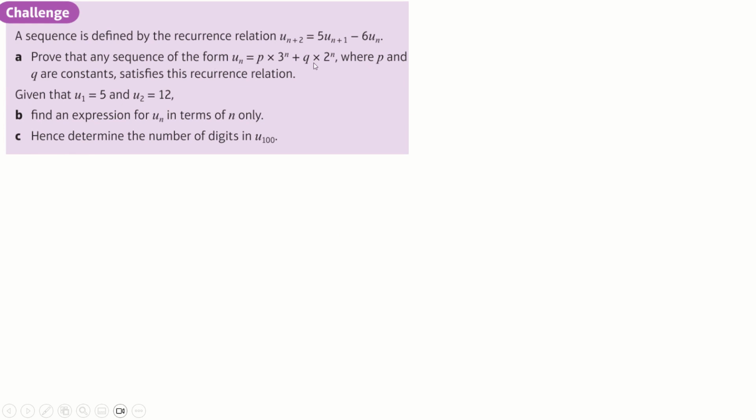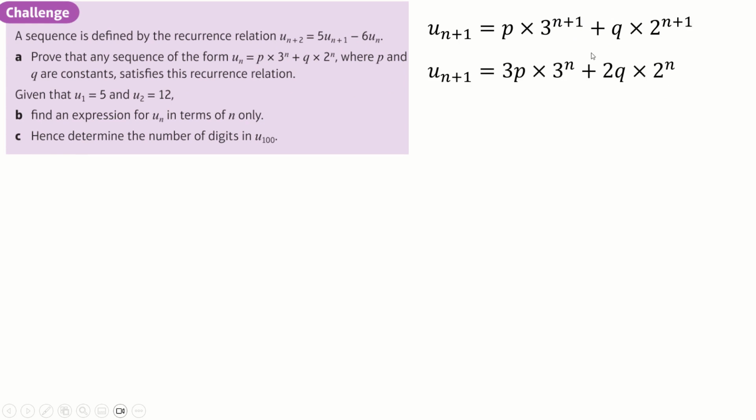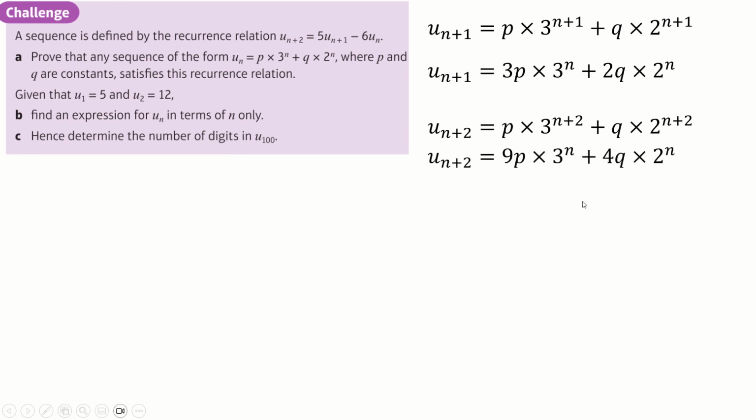Prove this sequence of the form satisfies the thing. So okay, we'll just shove in un plus 1. So replace those with plus 1s, and then this is essentially 3 to the n times 3 to the 1. So just put the 3 at the front and do this, and put this 2 at the front and do that. Un plus 2, the same thing, except this is 3 to the n times 3 squared. 3 squared is 9, put a 9 at the front, and here put a 4 at the front. And then literally just put this thing in here equals 5 lots of this thing minus 6 lots of this thing, and check it works.